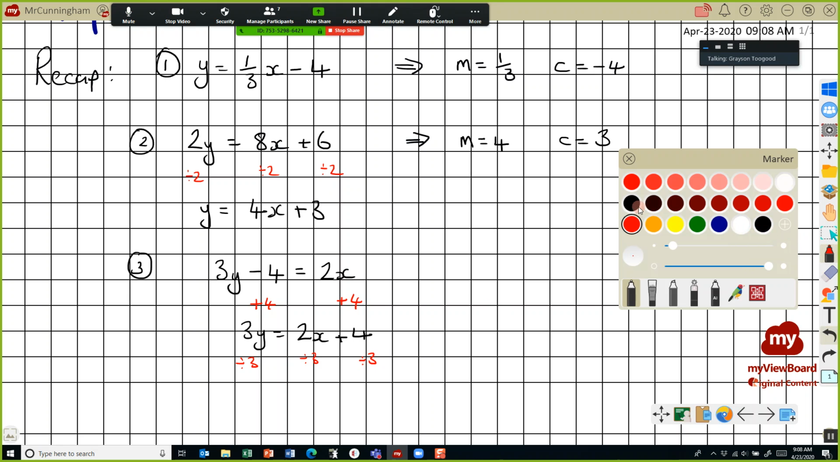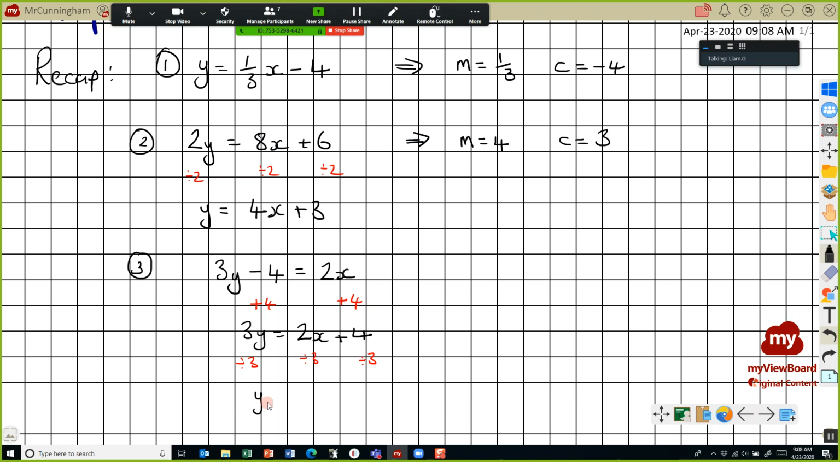Good. Yeah, 4/3. That's absolutely fine. You could leave it like that. So your gradient is 2/3, and your y-intercept is 4/3. And you could, of course, work it out as a decimal. If you work it out as a decimal, it's going to be what type of decimal? Recurring, good. So you need to put the little dot in. Excellent. Nice one, gentlemen.